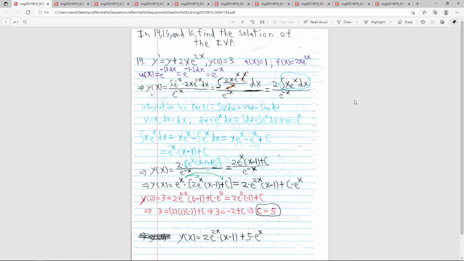Okay, now it's time to do initial value problems. So we basically get a general solution and we solve for the initial conditions, like we've done before with the separable functions specifically.